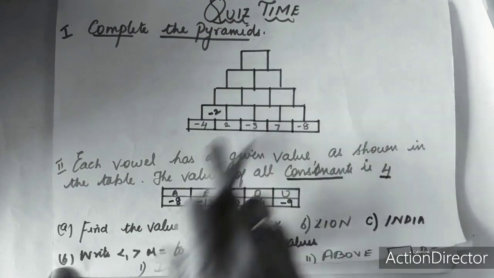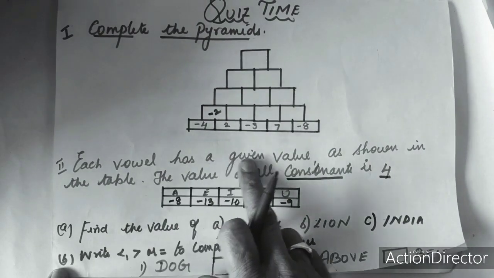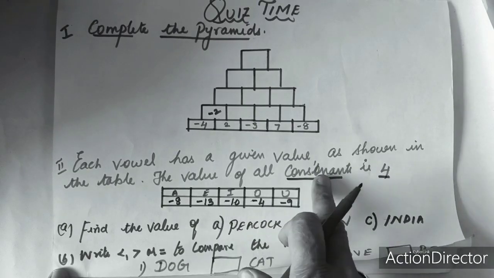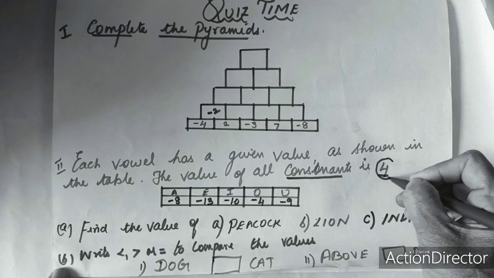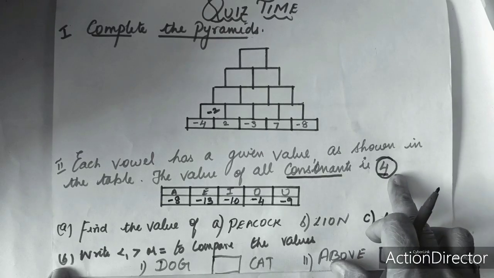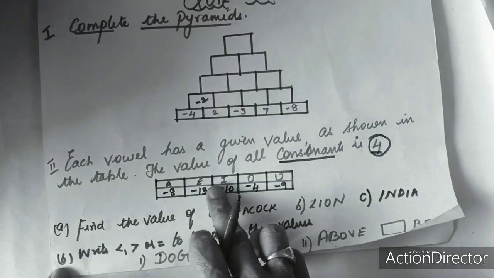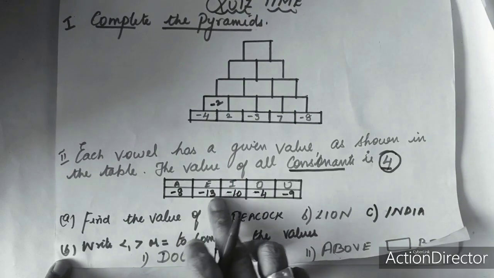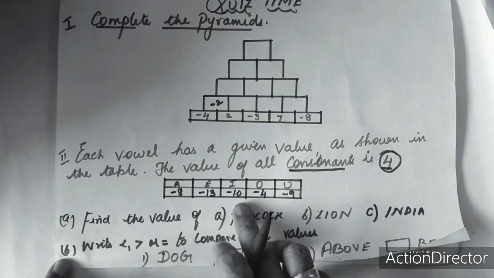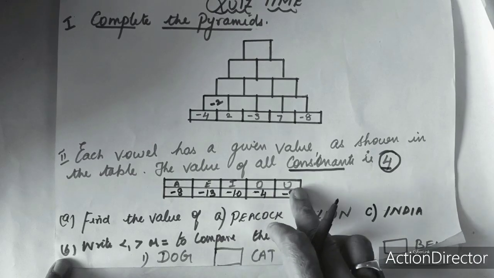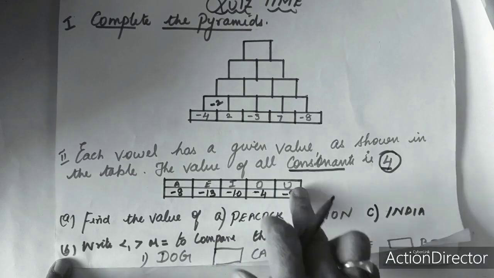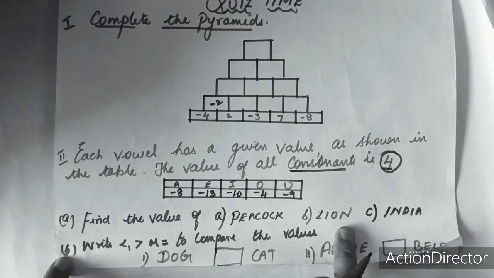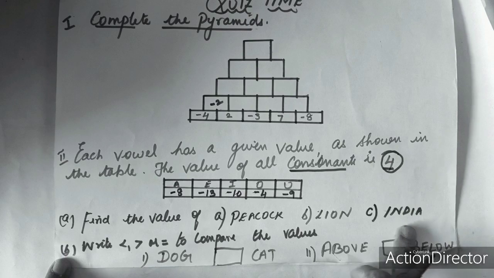This is the first one. Second one: each vowel has been given a value as shown in the table, and the value of all consonants is 4. This you have to remember. All the consonants will have the value 4. Now A, E, I, O, U is given. The value of A is minus 8. E is minus 13. I is minus 10. O is minus 4. And U is minus 9. Now using these values, you have to find the value of the words peacock, lion and India.